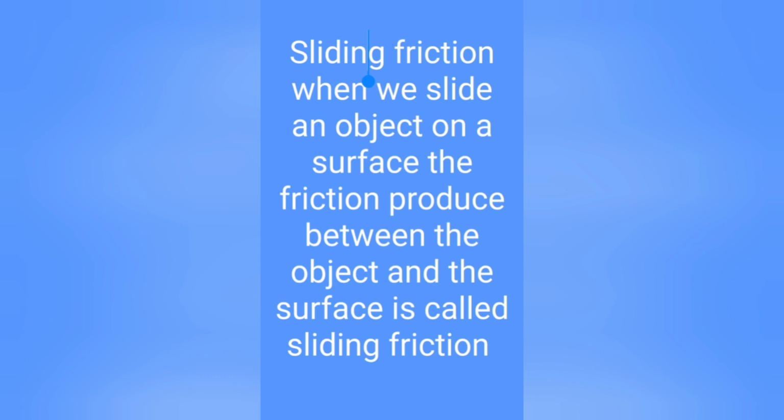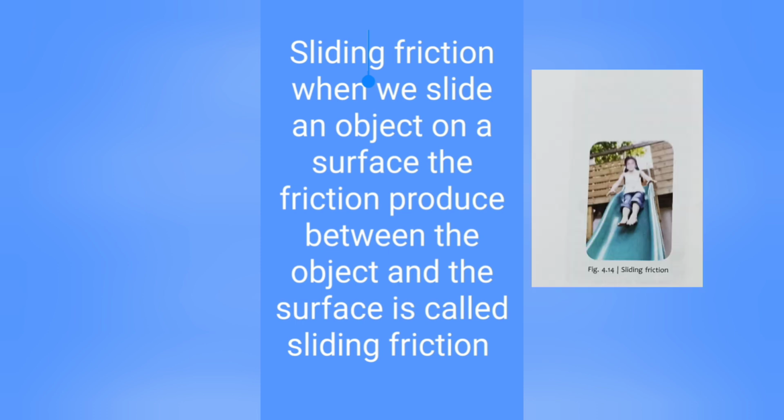Sliding friction. When we slide an object on a surface, the friction produced between the object and the surface is called sliding friction. Since friction increases with the weight of a moving object, it is difficult to slide a heavy object. Look at this figure. This figure shows sliding friction.